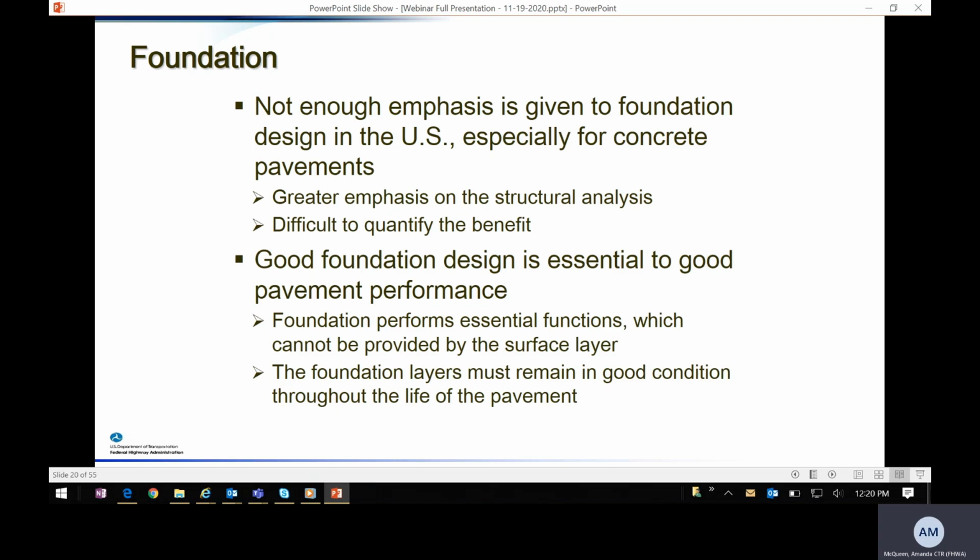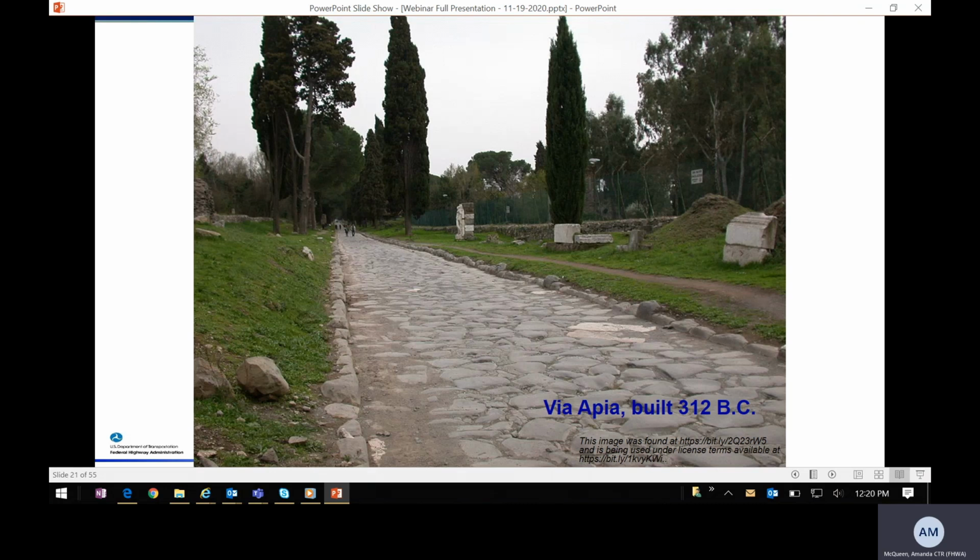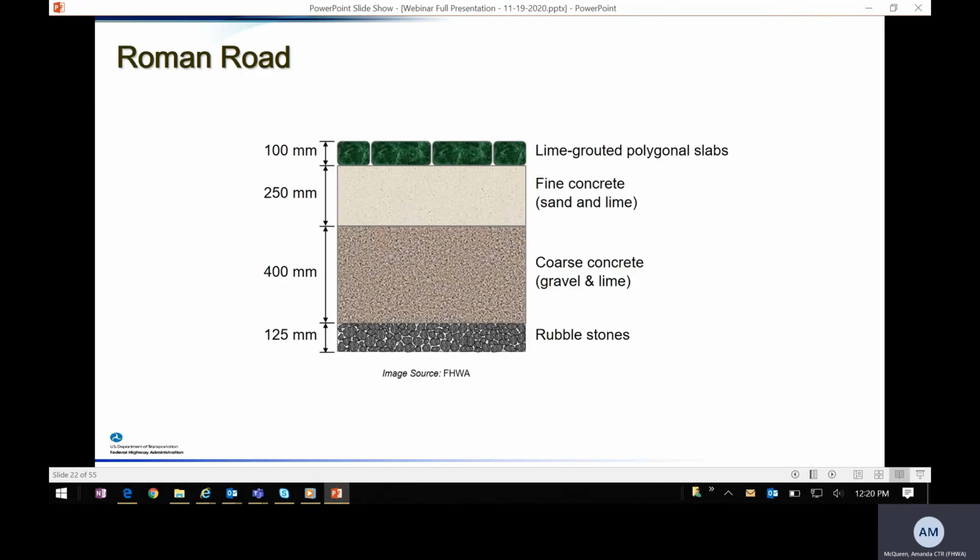But if we are looking for long life pavement, I think that's where we have to put our resources in. Now, this is one of my most favorite subjects, the Roman road. And to me, one of the most impressive parts of this Roman road is what is underneath. If you look at the cross section of the Roman road, it's amazing how much attention they paid to the structure itself.